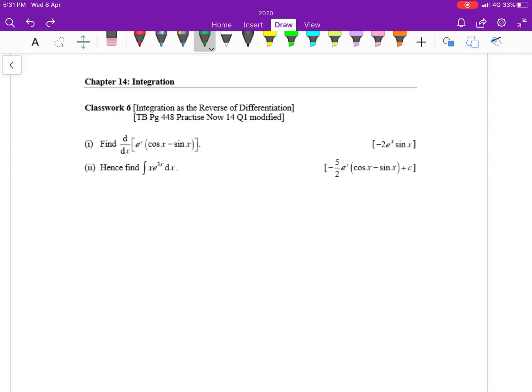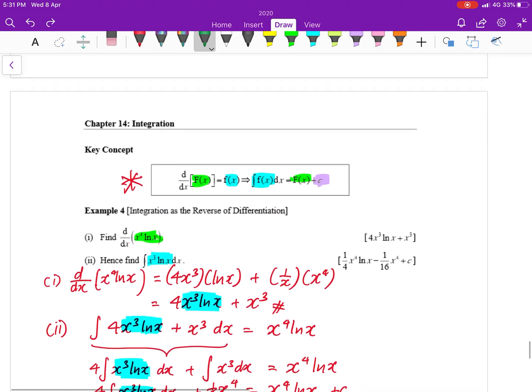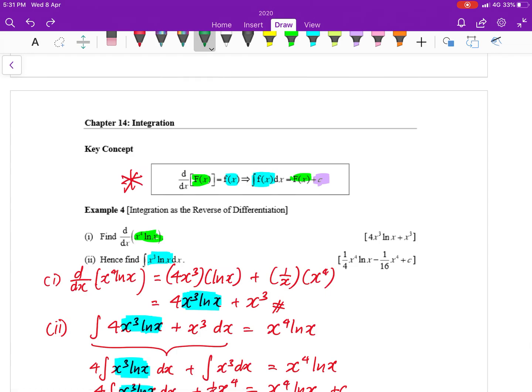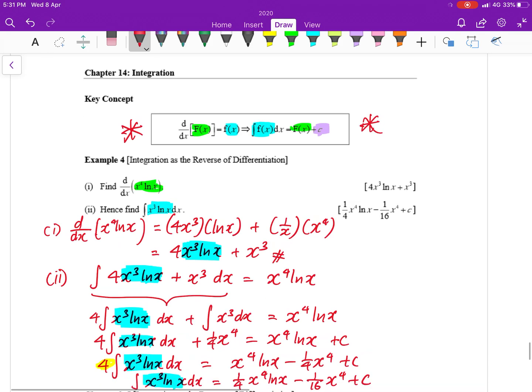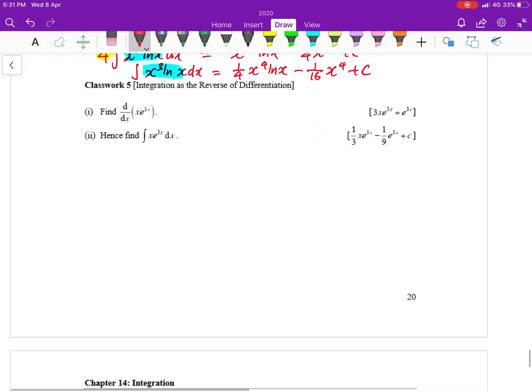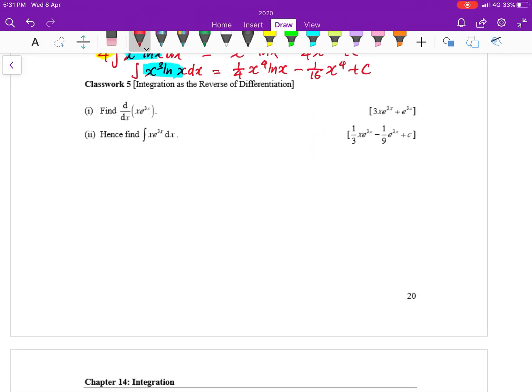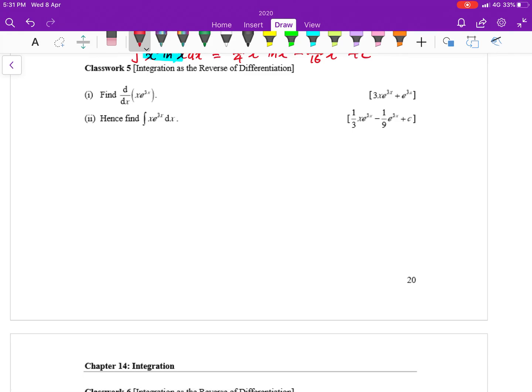Okay, now let's look at another question using the same method. The integration as a reverse of differentiation method. This is a key concept. Let's try classwork 5. Find the differentiation of x e3x. Then part 2 will be quite similar, but it's actually the integrated version. Let's look out for this kind of question.